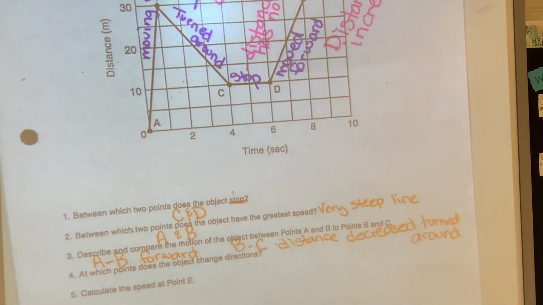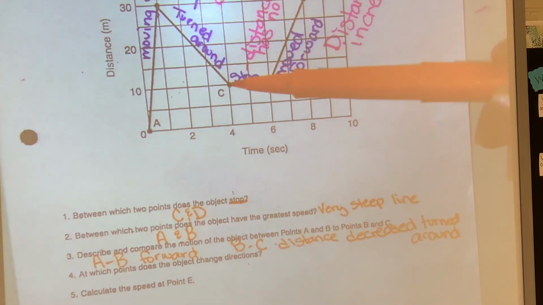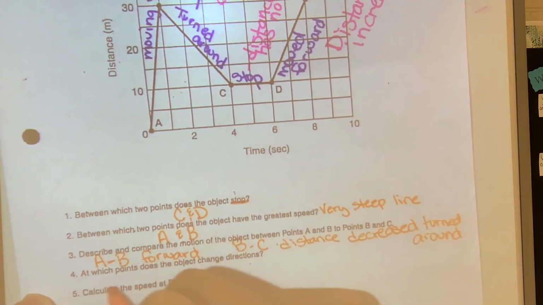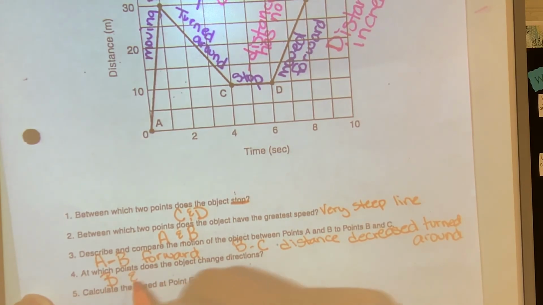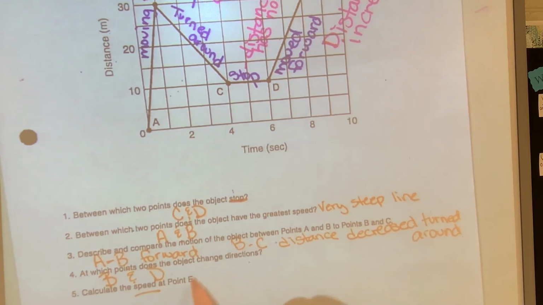All right. Then it says, at what points does the object change direction? Where did it change directions? Well, I changed at B, then I changed my direction again at D. Because didn't I start moving forward again at D? So at B, I turned around, and at D, I started going forward and turned back around. So B and D.